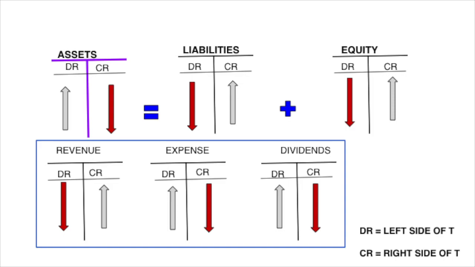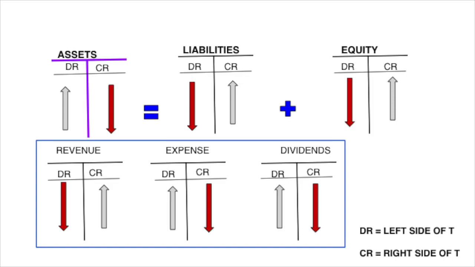Accountants usually use a T to keep track of increases and decreases to an account. The right side of the T is credit and the left side of the T is debit. It is very crucial to remember which accounts increase on the debit side and which accounts increase on the credit side. Let's look at an asset account first.